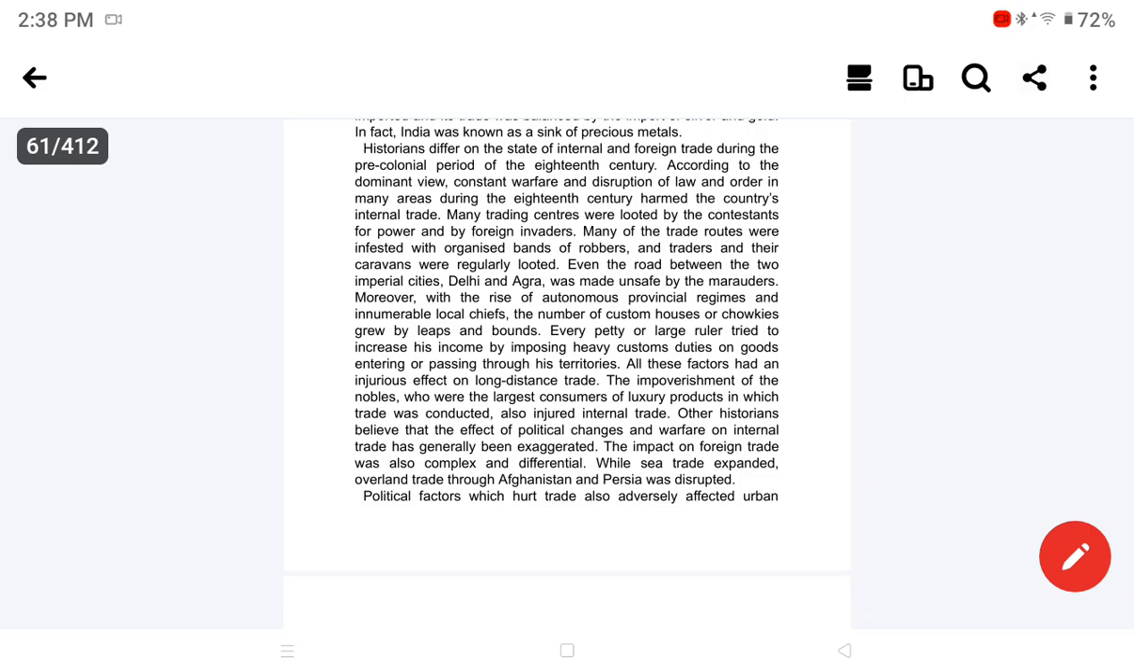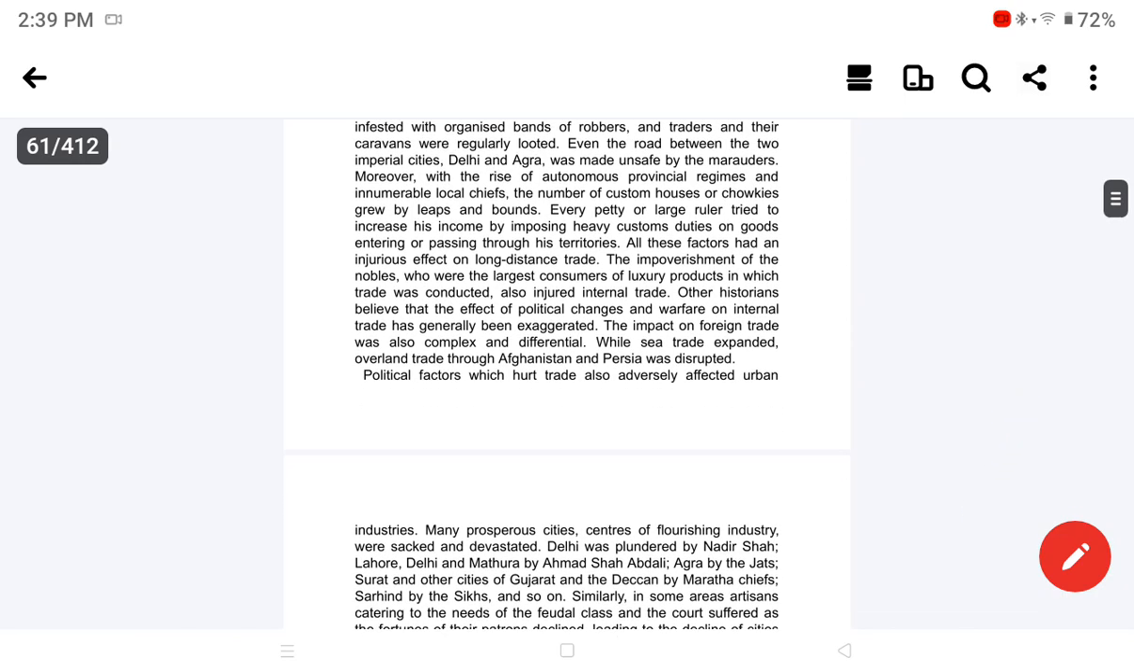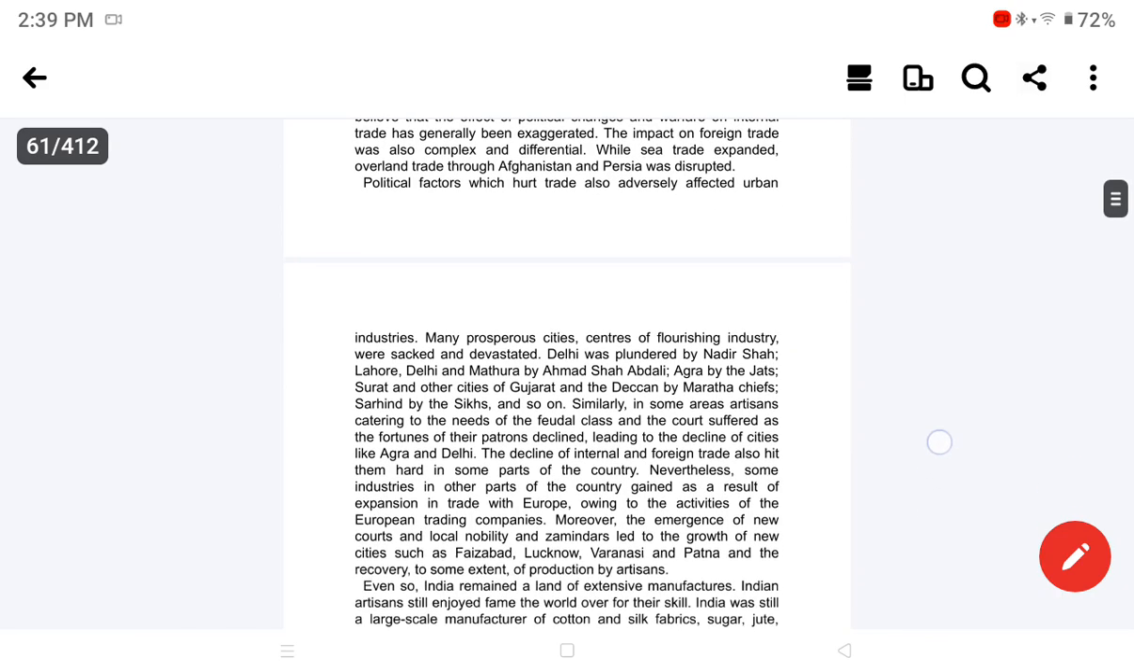The impoverishment of the nobles, who were the largest consumers of luxury products in which trade was conducted, also injured internal trade. Other historians believe that the effect of political changes and warfare on internal trade has generally been exaggerated. The impact on foreign trade was also complex and differential. While sea trade expanded, overland trade through Afghanistan and Persia was disrupted.